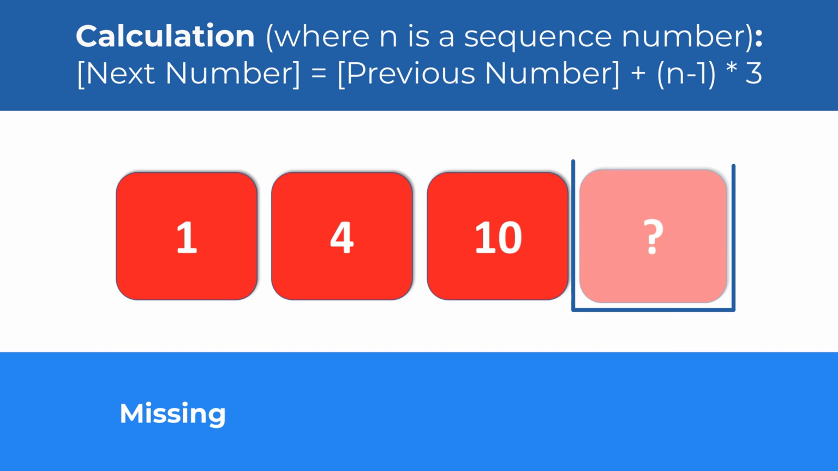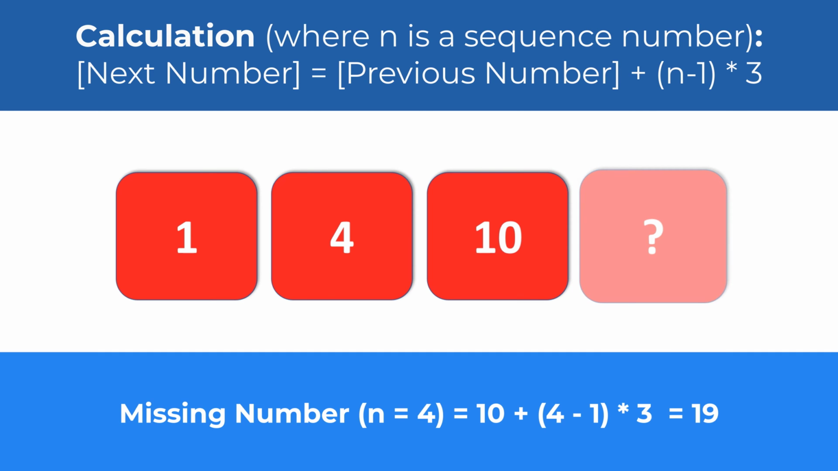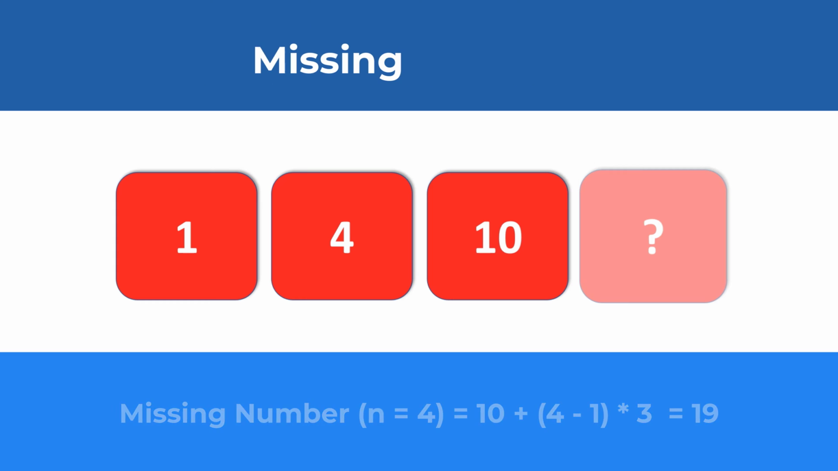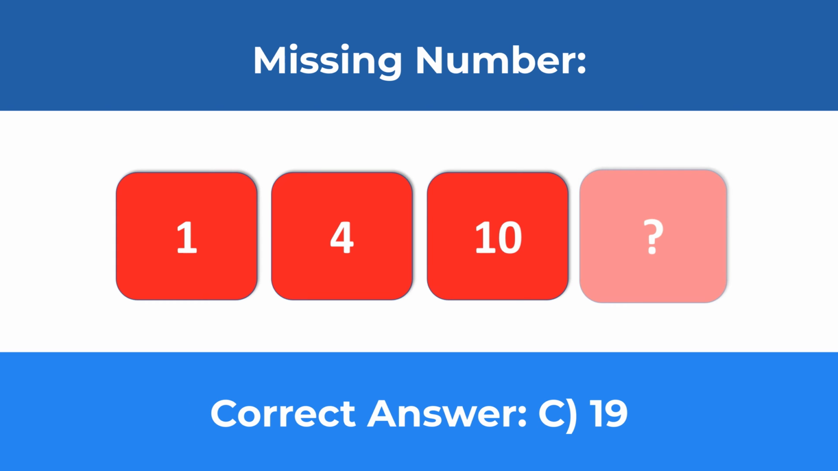So the missing number, where n, the sequence number, equals 4, can be calculated as 10 plus 4 minus 1, in parentheses, multiplied by 3 equals 19. So the correct choice here is choice C, 19.